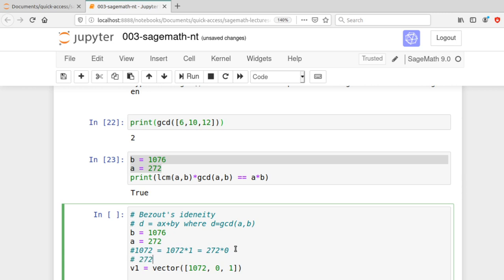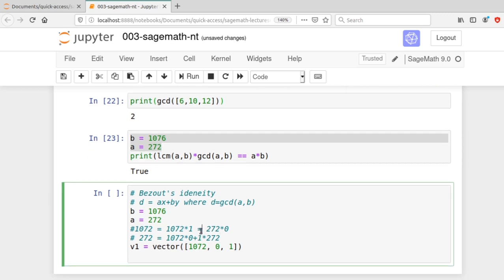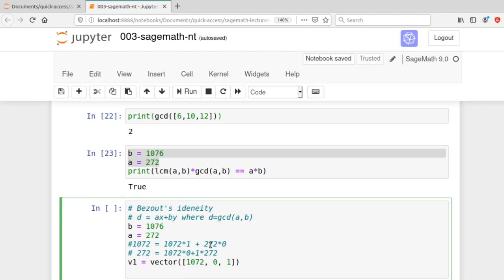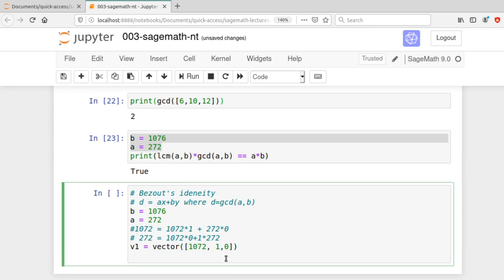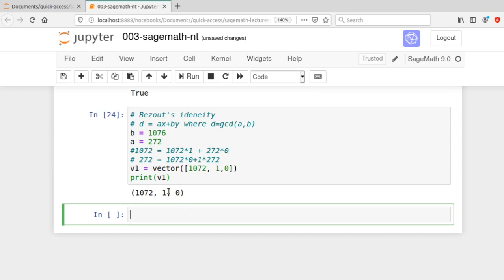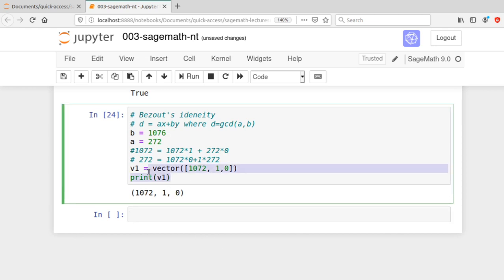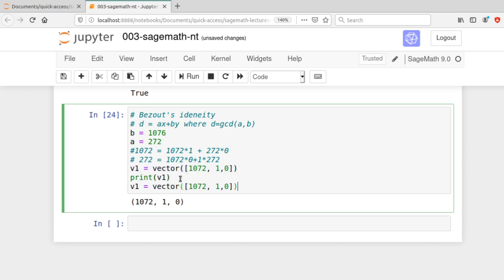Now after that, 1072 is 1 times 1072 plus 0 times 276. So the vector is 1072, 1, 0, and the vector is closed. So this is a vector. Print v1, and you can see we get 1072, 1, 0. Similarly, we are defining the row vector corresponding to 276.